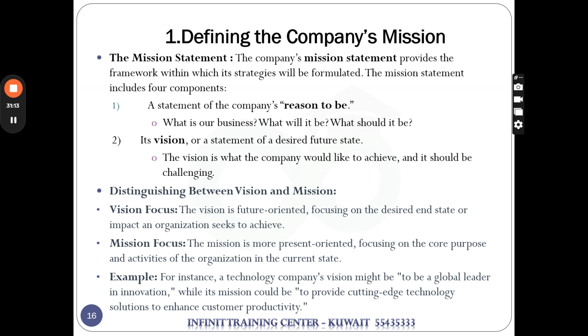So every company should have a mission, and normally companies will have a mission statement. The mission statement provides a framework within which strategies will be formulated. The mission statement includes the following components: a statement of reason to be. What is our business and what will it be and what should it be? And also it will have a vision. So vision is a statement of the desired future state where the company is expected to go. So vision is what the company would like to achieve, and it should be challenging.